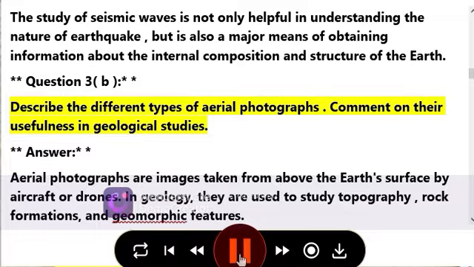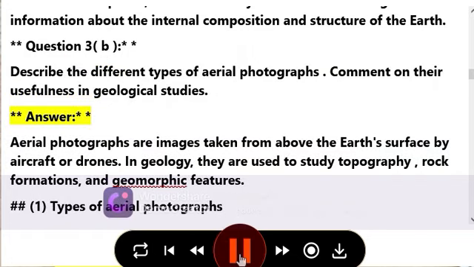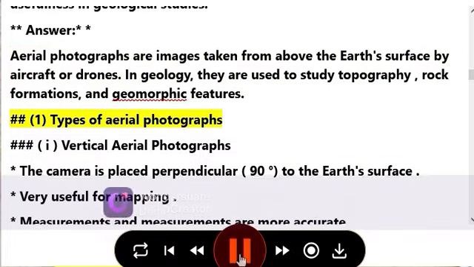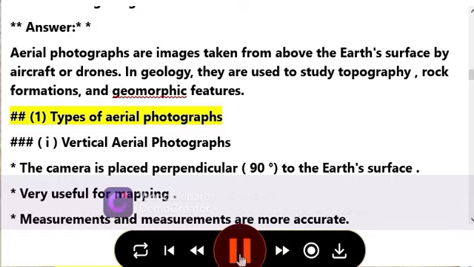Question 3. B. Describe the different types of aerial photographs. Comment on their usefulness in geological studies. Answer. Aerial photographs are images taken from above the Earth's surface by aircraft or drones. In geology, they are used to study topography, rock formations, and geomorphic features.